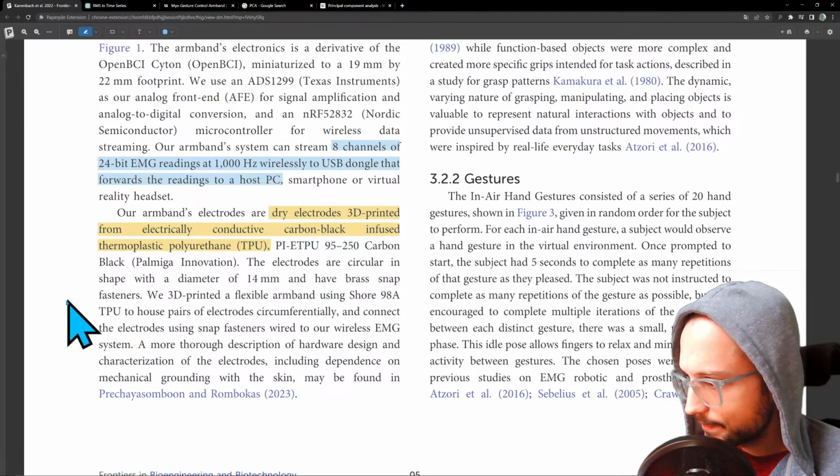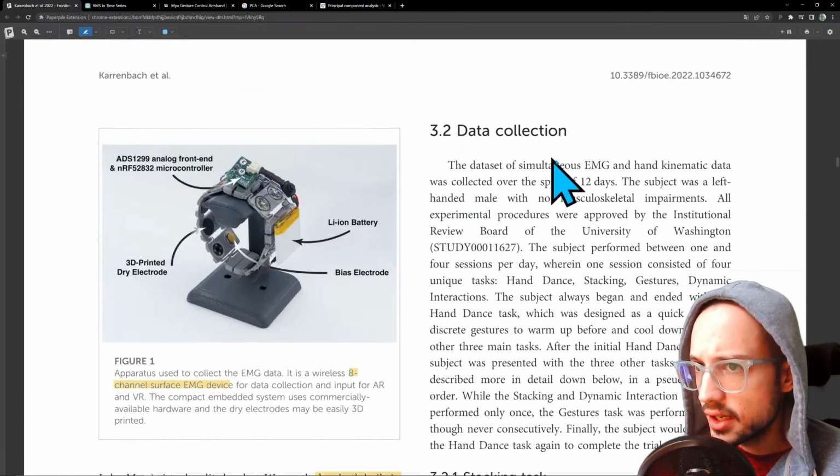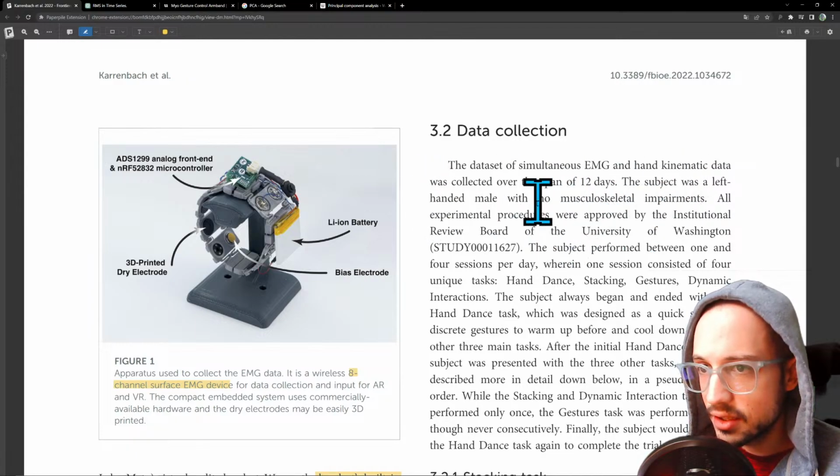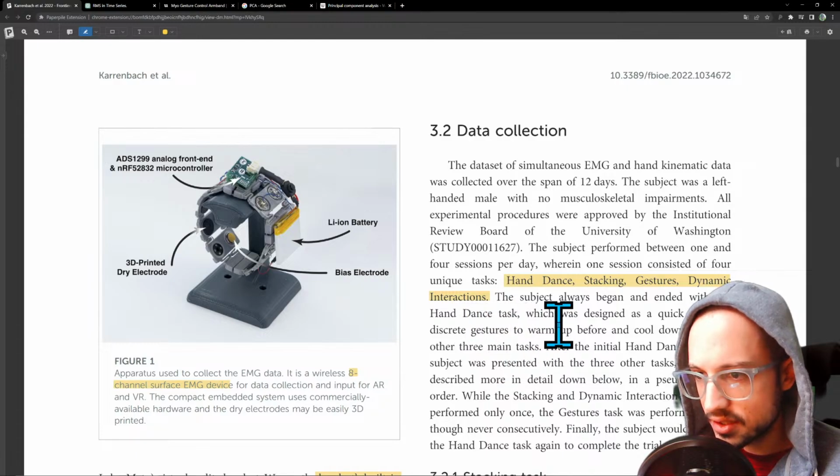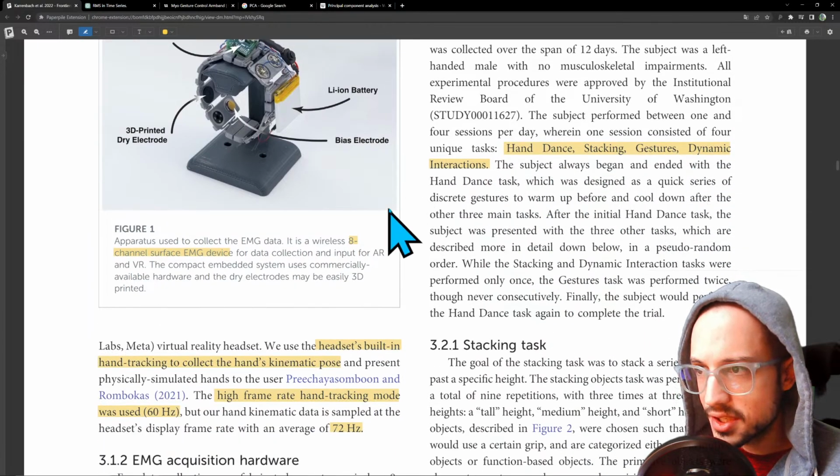Okay. Data collection. They collected it over 12 days, left-handed. Experimental procedures were approved by some regulatory agency to make sure nobody was being abused. Great. The 4 sessions here are hand dance, stacking, gestures, and dynamic interactions. The subject always began and ended with the hand dance, which was designed as a quick series of discrete hand gestures to warm up before and cool down after.